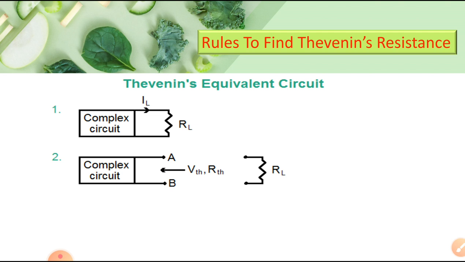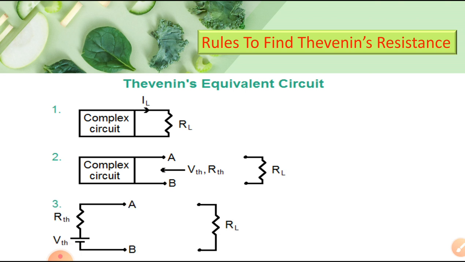Now, for this complex circuit, remove the load resistance. You represent it as the load resistance. After removing the load resistance, you represent the terminals as A and B, across which you are going to look. Then we calculate V Thevenin and R Thevenin from the A and B terminals. So by removing the load resistance, calculate V Thevenin and R Thevenin, similar to what we previously discussed. That is the second step.